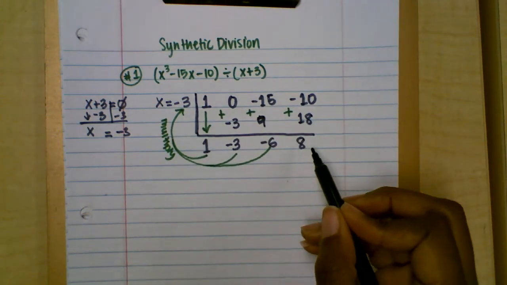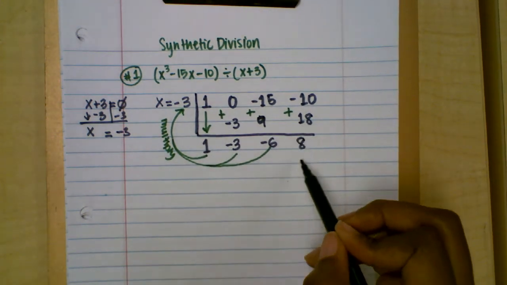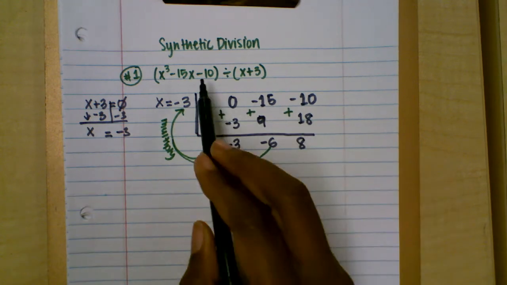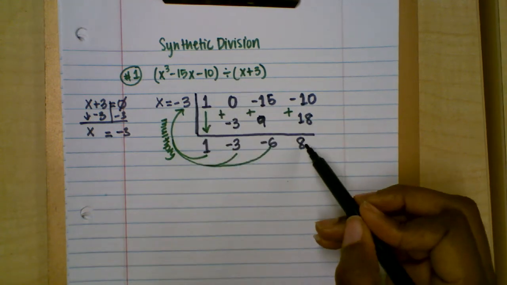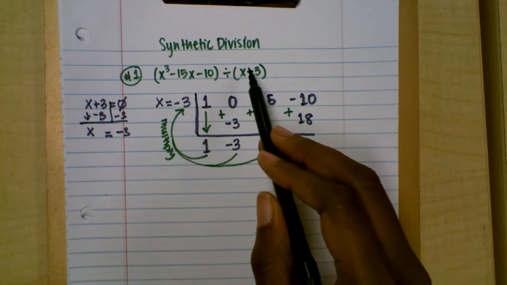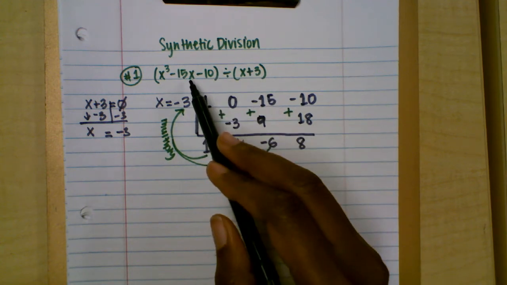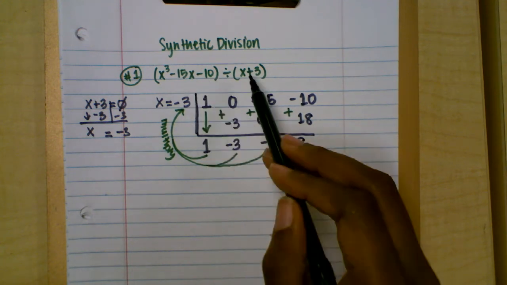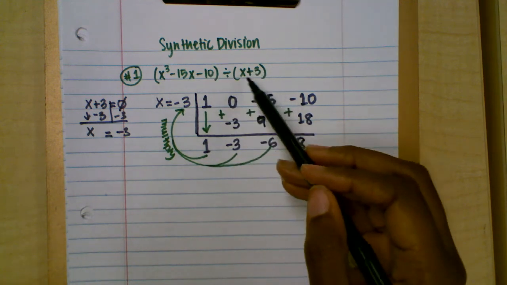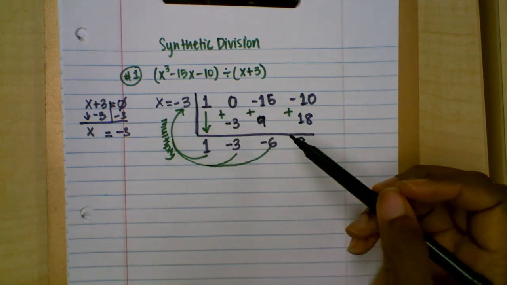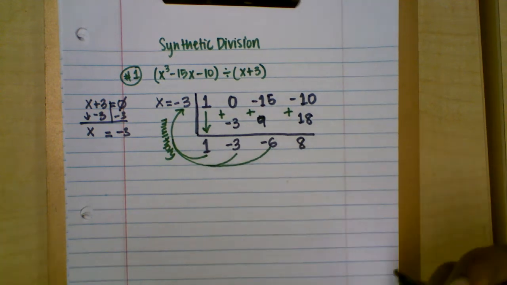8. As you can tell here, the remainder from dividing those two polynomials is not 0. So x plus 3 is not a factor of the polynomial in the numerator. So what do we do then?